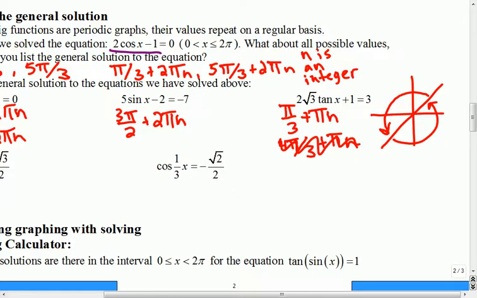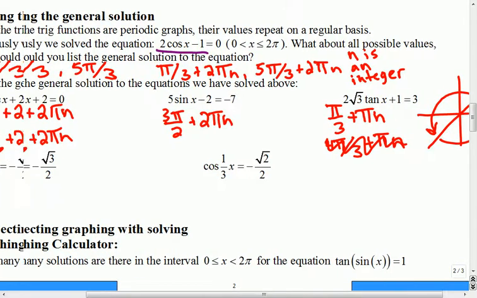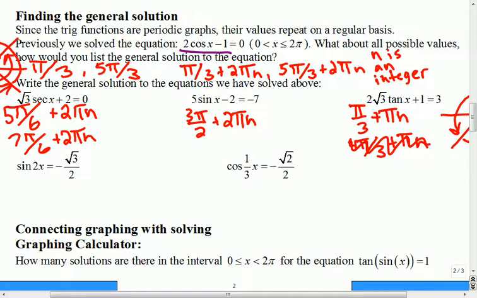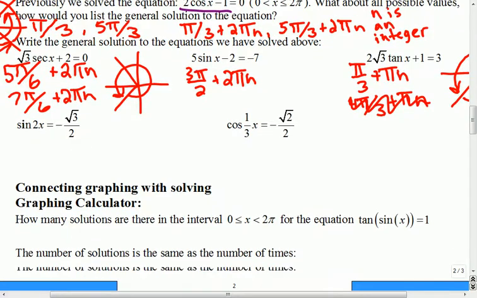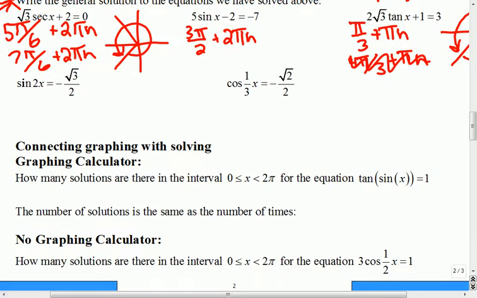Whereas if we were to look at the other ones, it makes sense because this one here ended up being a negative. I was looking in these two quadrants. I actually have to go all the way around, and then I hit the next one. I don't actually line up nicely like I did with the tangent graph. Okay? So sine 2x, we had quite a few answers for this.